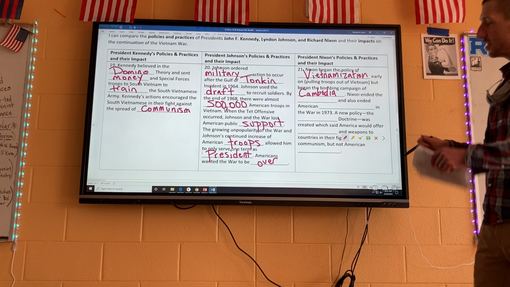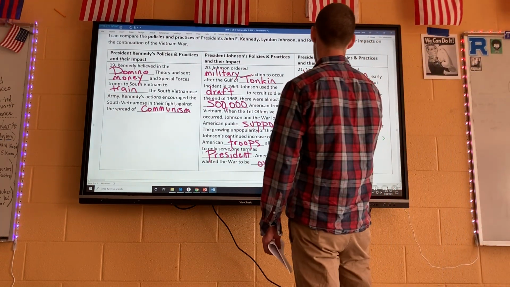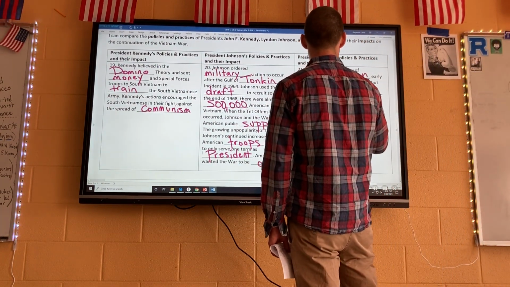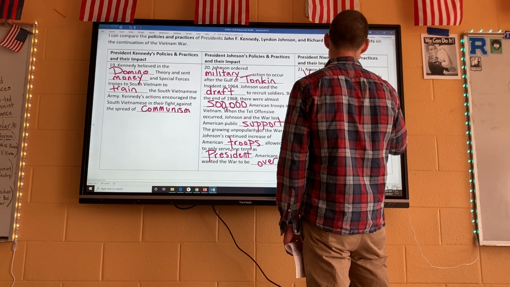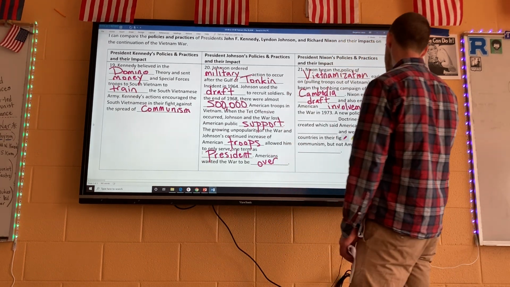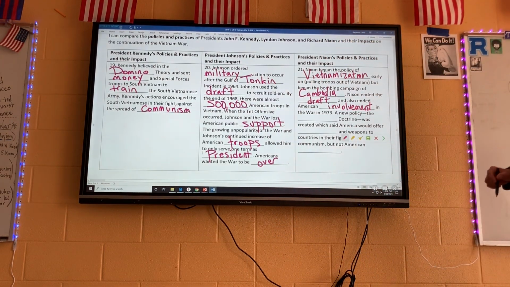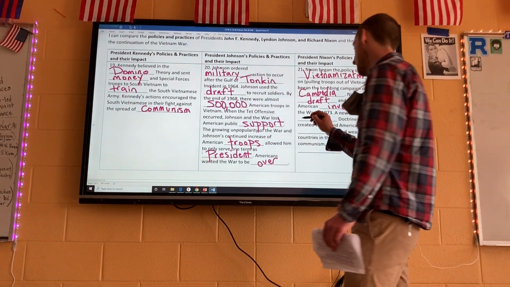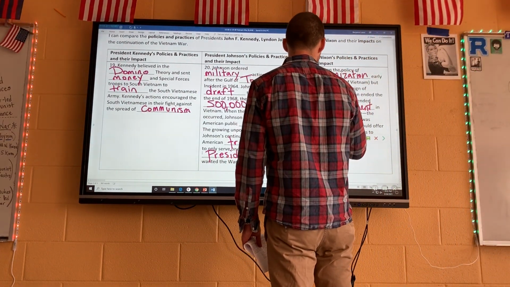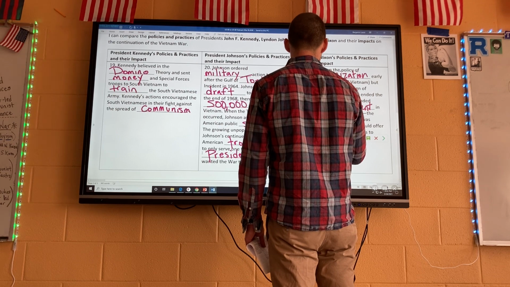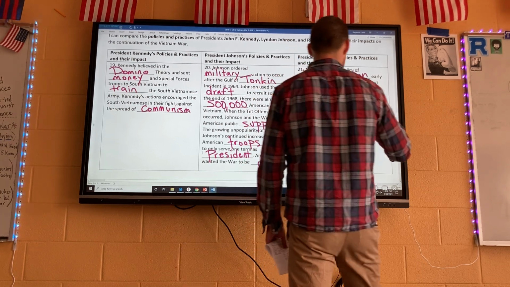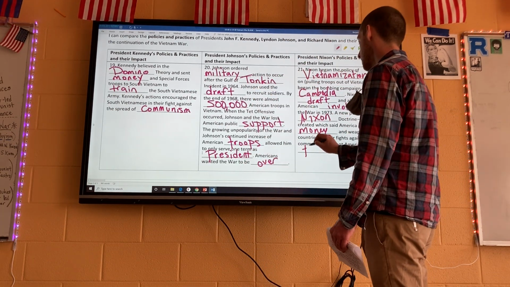Now, Nixon ended the draft, which makes him another popular candidate, and he ended American involvement in the war, meaning we're done with the war by 1973. A new policy, aka the Nixon Doctrine, was created, that said we'll send money and weapons to countries in their fight against communism, but no more American troops.